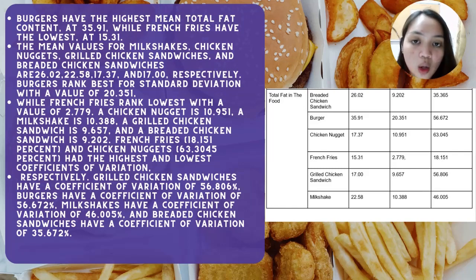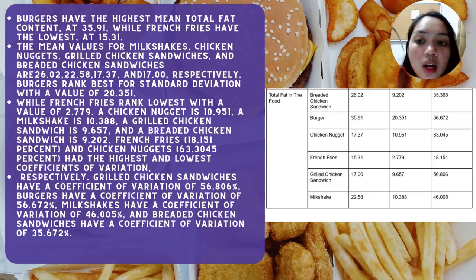French fries rank lowest with a value of 2.779, and the chicken nugget is 10.951, and for milkshake is 10.388, grilled chicken sandwich is 9.657, and the breaded chicken sandwich is 9.218.02. And then French fries has 18.151% and the chicken nuggets has 63.3055%, the lowest and highest coefficients of variation.